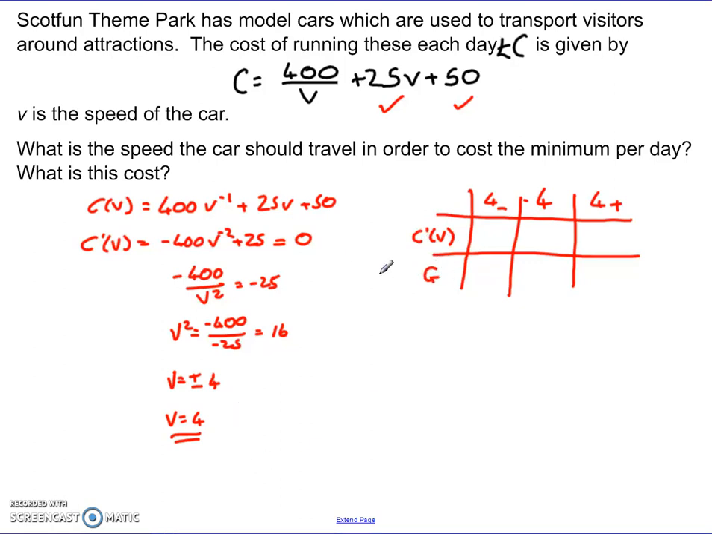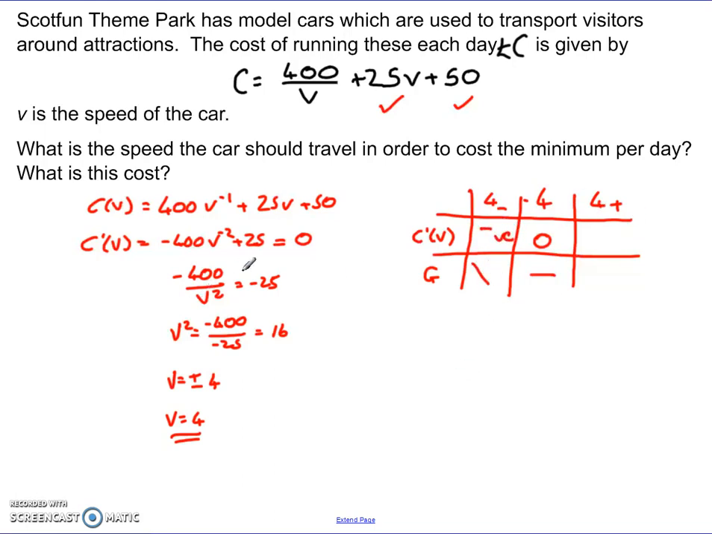Then I can look at what the graph looks like. Now at 4, I know my derivative is 0, so it's flat. If I approach it from just below, let's say something like 3, what I end up getting is negative 400 over 3 squared, so negative 400 over 9, plus 25, and that gives me a negative value. 400 over 9, or a value that's below 4 squared, is going to be bigger than the plus 25, so it's going to leave me with a negative, so it's going to be coming down.